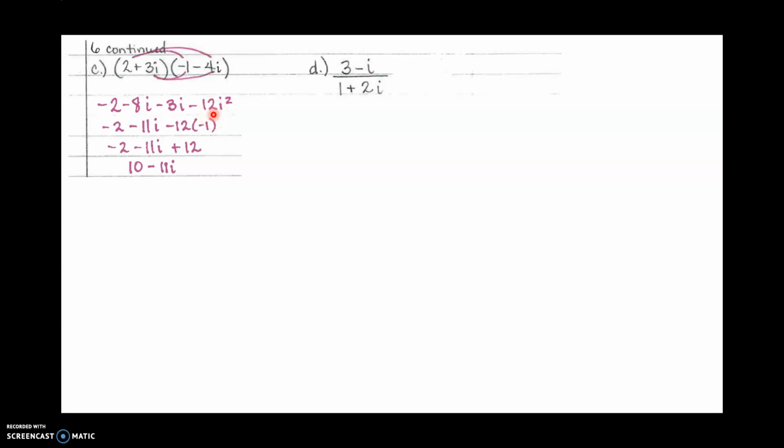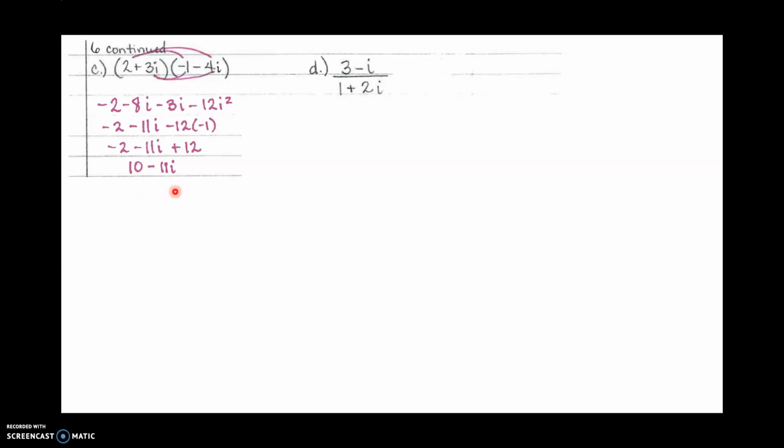All right, so i squared, remember, is the same thing as negative 1. So let's replace i squared with negative 1. So negative 12 times negative 1 would be positive 12. Then combining like terms, I could put my negative 2 and my positive 12 together, and that'd give me positive 10. So a plus bi would be 10 minus 11i.